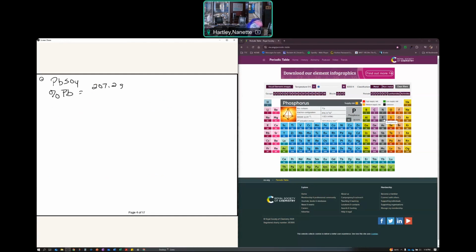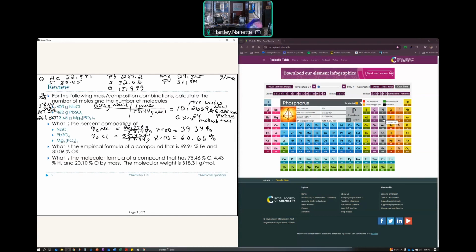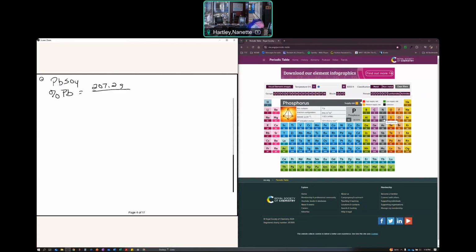207.2 grams divided by the total mass for PbSO4, which is 303.256. Again, this should be 303.3 based on the fact that this is 207.2. So 207.2 divided by 303.256, multiplied by 100, gives me 68.33% for sig figs, because this number has 4 sig figs in it.